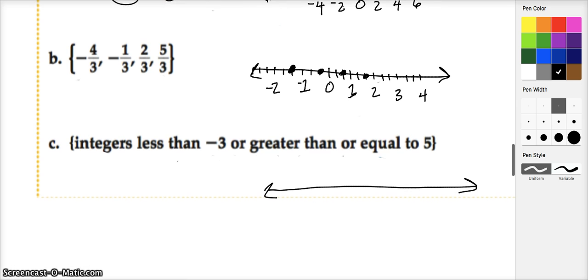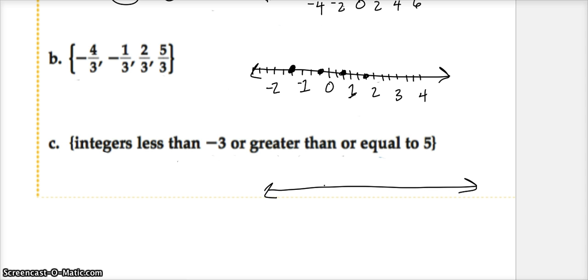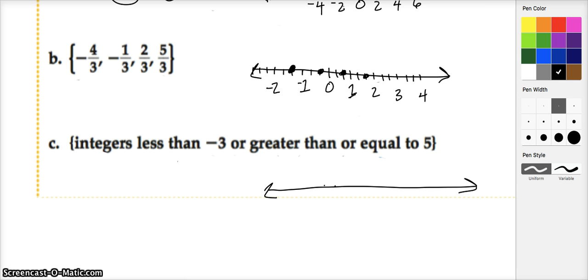All right, integers less than negative 3 or greater than or equal to 5. All right, so we know that negative 3, integers less than negative 3. So we need to indicate that we are counting our integers: negative 3, negative 2, negative 1, and then or greater than or equal to 5.